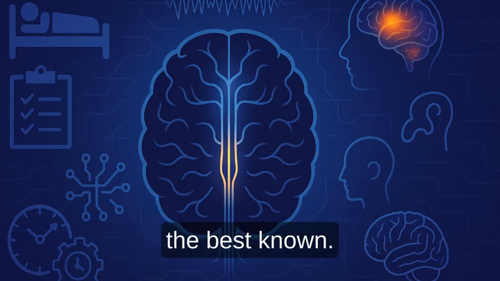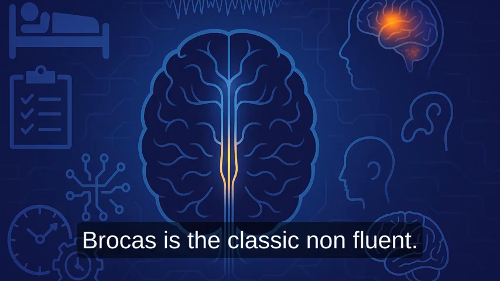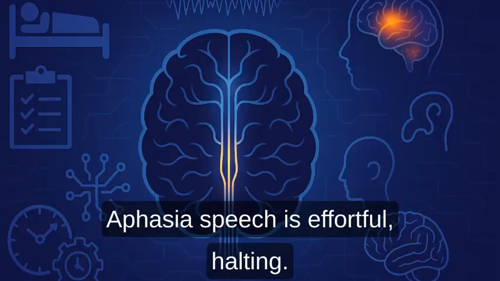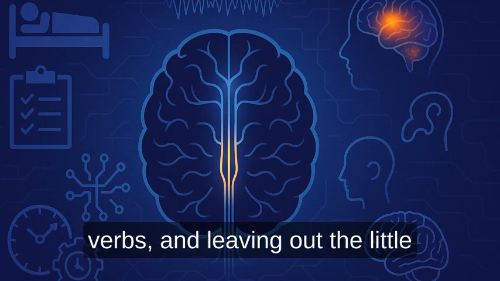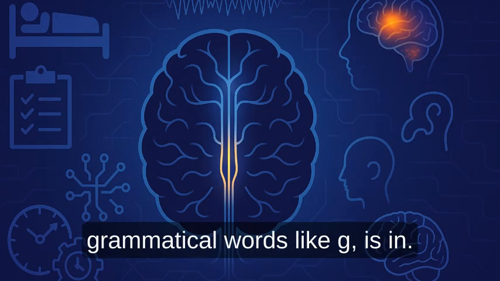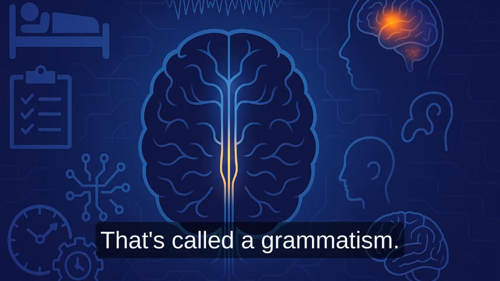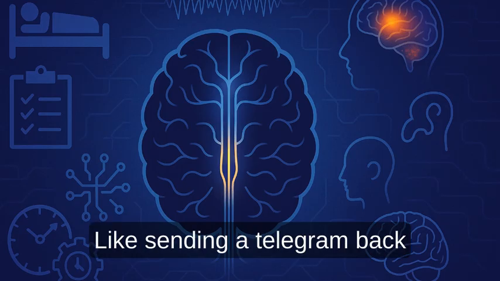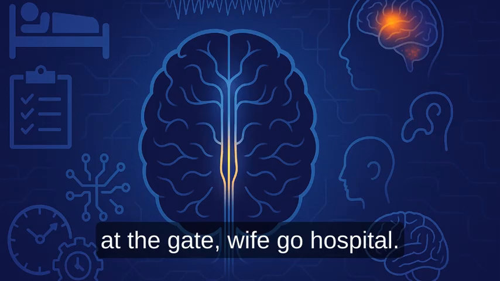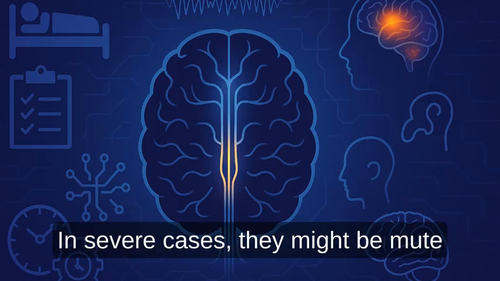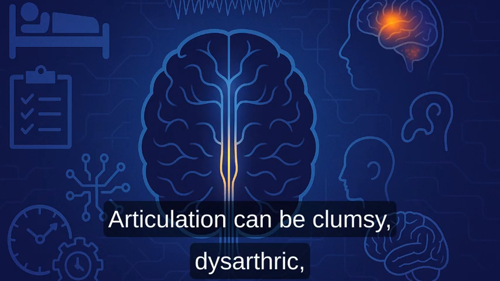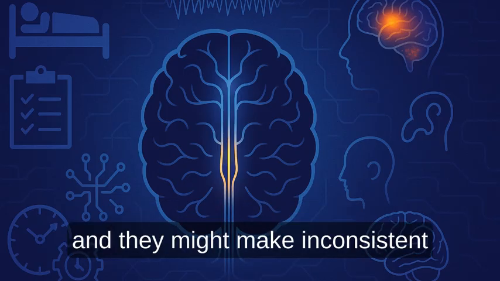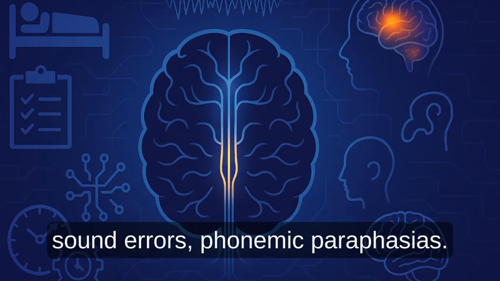Broca aphasia is probably the best known. What does that look like? Broca's is the classic non-fluent aphasia. Speech is effortful, halting. They often produce short phrases, mainly using content words, nouns, verbs, and leaving out the little grammatical words like "the," "is," "in." That's called agrammatism or telegraphic speech. Like sending a telegram back to the gate, "Wife go hospital." Exactly like that. In severe cases, they might be mute initially or only manage single words. Articulation can be clumsy, dysarthric, and they might make inconsistent sound errors, phonemic paraphasias.